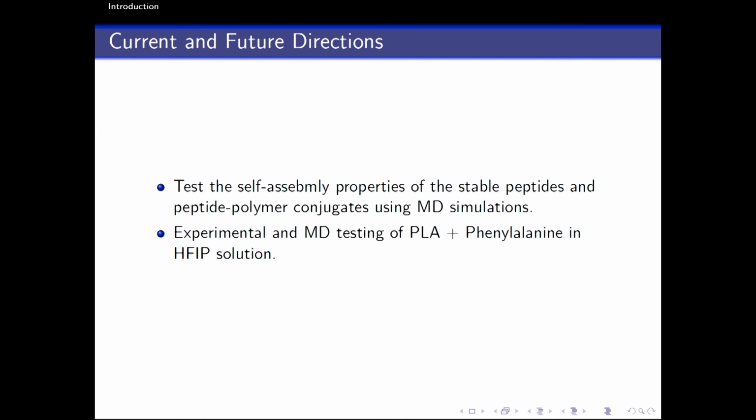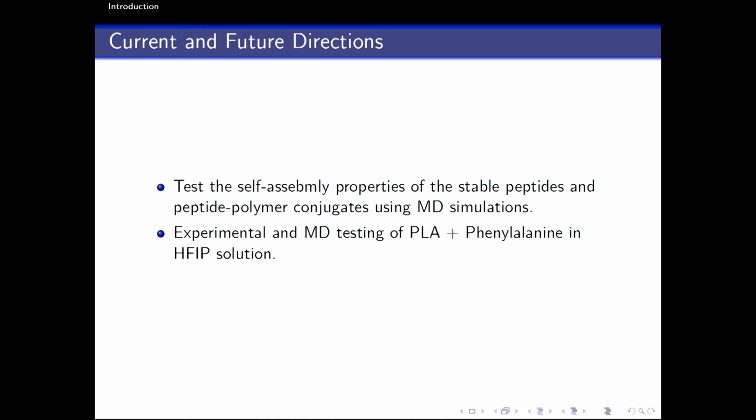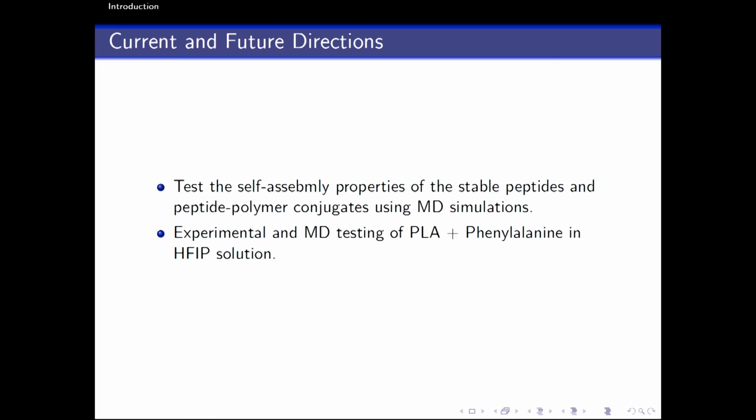And what we're doing right now is to pursue several other directions. First thing we want to do is to test the self-assembly properties of the peptide. We found that the peptides are capable of generating stable beta hairpins, which are good starting points for self-assembly. So what we want to do is to simulate how the self-assembly of peptides would look like using MD simulations, with and without the polymers. And we also are in collaboration with an experimental group at the Polytechnic University of Catalonia who are trying to test the properties of systems like this one in a lab.